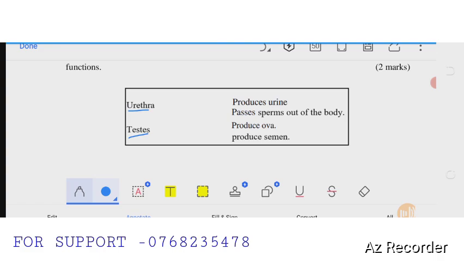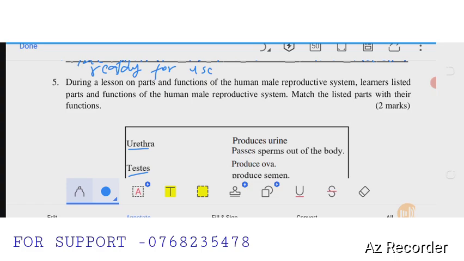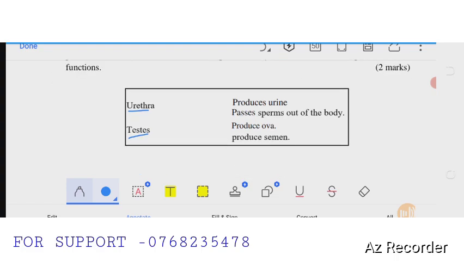We have produces urine. We have passes sperms out of the body. We have produces ova and produces semen. What are they saying? They're saying to match the listed part with their functions. So we know very well the kidney is the part of the urinary system that produces urine. So that's not the function of either the urethra or the testis. Passes out sperms, that is the function of the urethra. You match it like that.